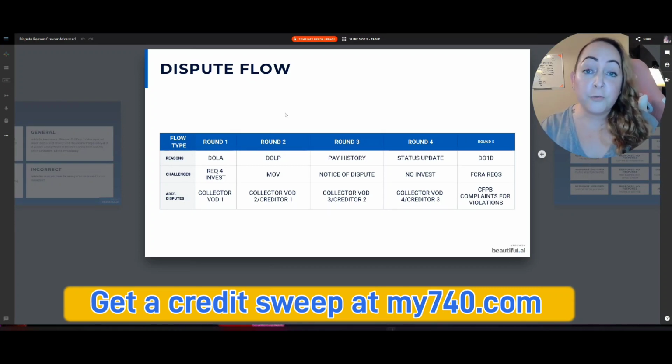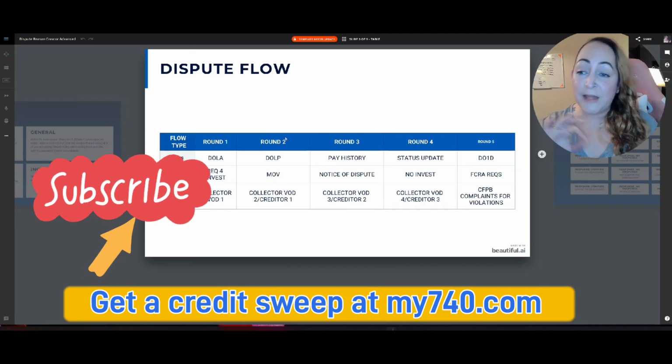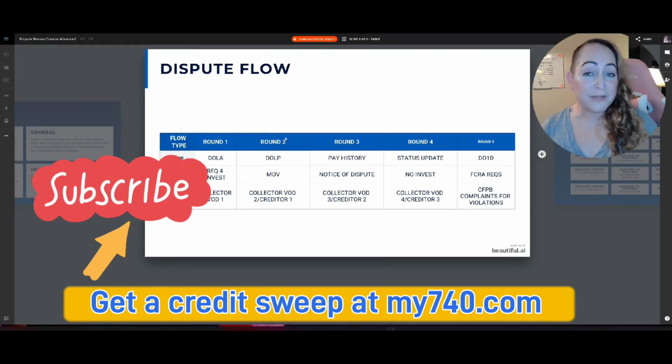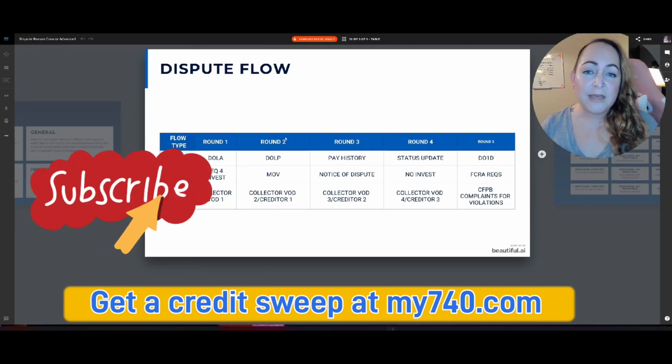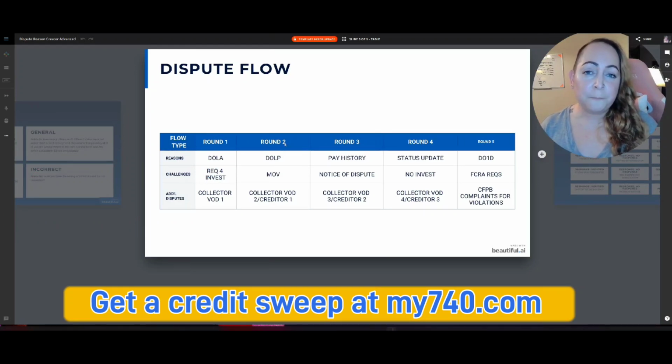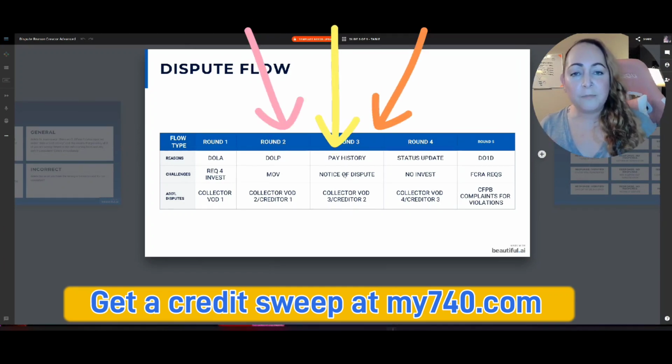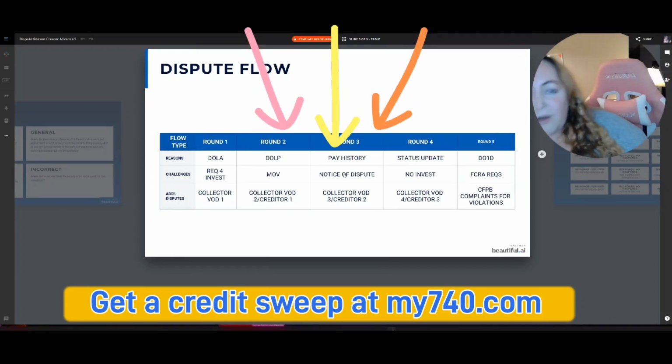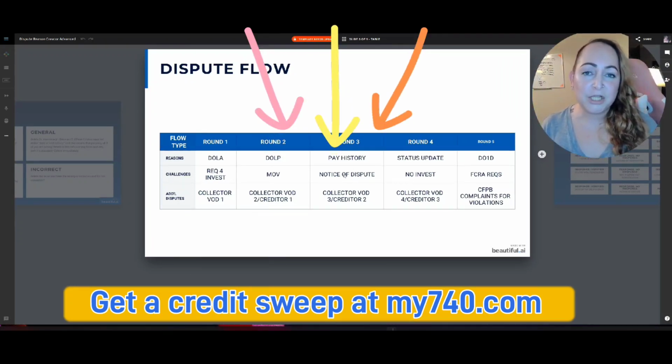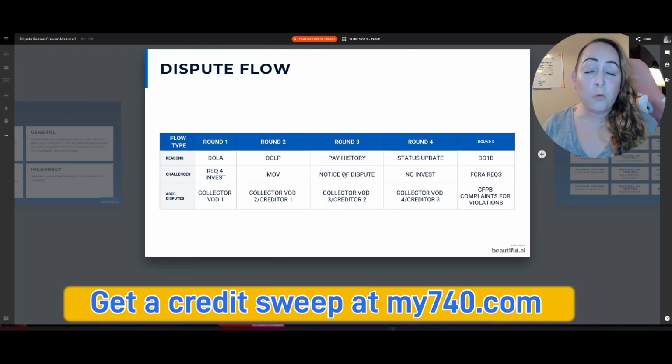Okay, so round 3 would be payment history. Round 4, status update, and that's where you prove that they did not even do an investigation. Round 5 is date of first delinquency. Now, here's the thing. On round 3, we're also doing a challenge for their failure to enter the notice of dispute. On round 2, that's when we can actually ask for the method of verification while we're also disputing the date last paid or whatever your second round dispute is.